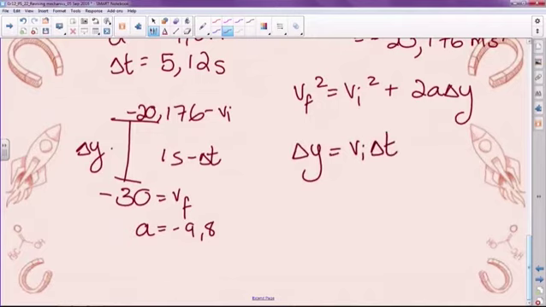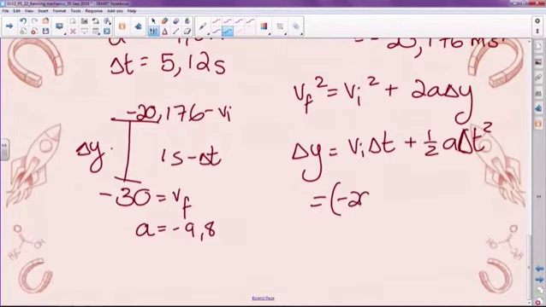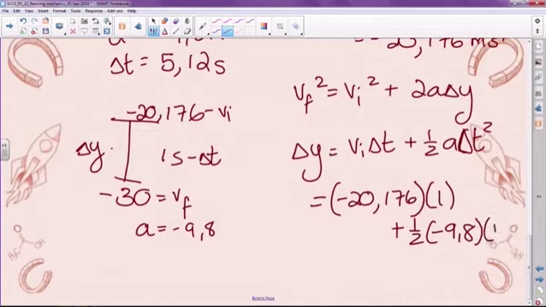So VI delta T, not V delta T squared. Okay, it's VI delta T plus a half A delta T squared. Apparently I've forgotten how to write. So that's minus 20,176 times 1 plus a half times 9,8 times 1 squared.